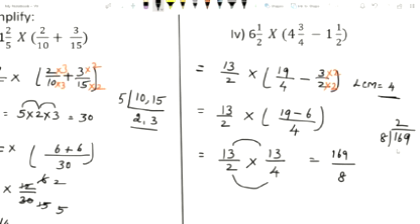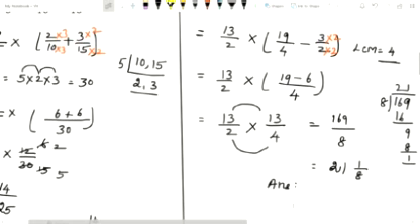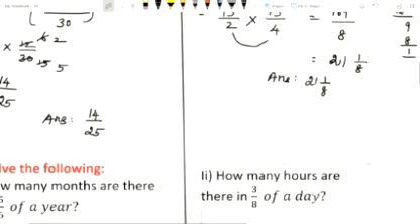2 8s are 16. Next, 9 is there. One time it occurs, 1 8 is 8, so remaining 1. So 21 and 1 by 8. So what is the answer, children? 21 into 1 by 8. You understand, children? Shall I move on to the next question?